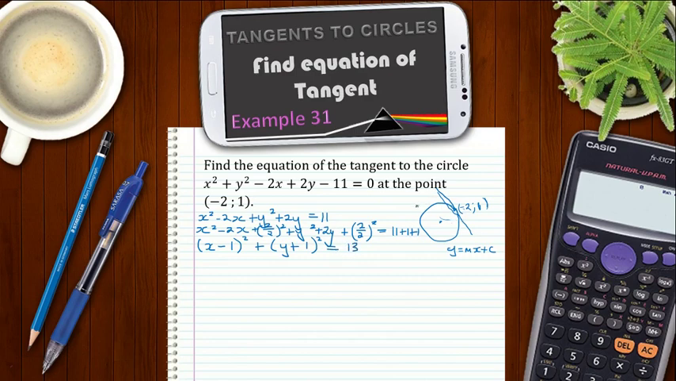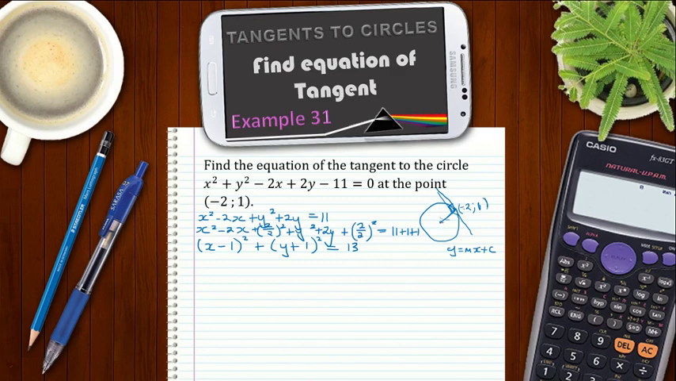Now how is that going to help us to get the equation of this tangent? Now we know something about when a tangent touches the circle. This radius here, the line that comes from the center of the circle to the point where the tangent touched, these two lines, the tangent and that line, are perpendicular to each other. And what do we know about perpendicular lines? We know that if I find the product of the gradients, that's equal to minus 1.